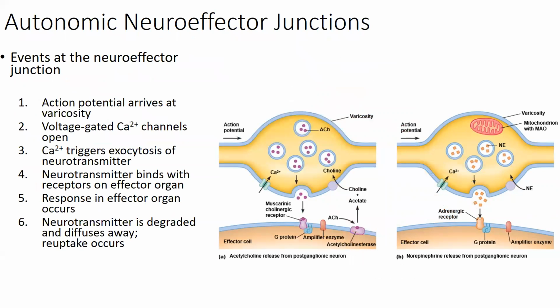Okay, so this slide summarizes what we just talked about. An action potential is going to arrive at a varicosity. It's going to trigger the opening of some voltage-gated calcium channels. Calcium rushes into the varicosity, right? Triggers exocytosis. The neurotransmitter is dumped into the cleft. It'll cross and bind to either an adrenergic receptor, if it's norepinephrine, or a muscarinic cholinergic receptor.